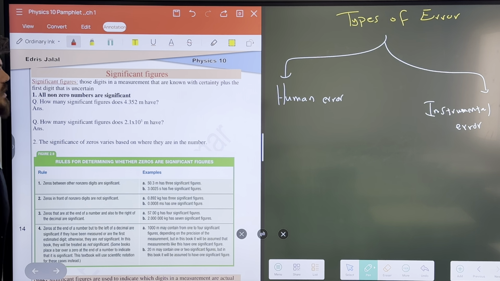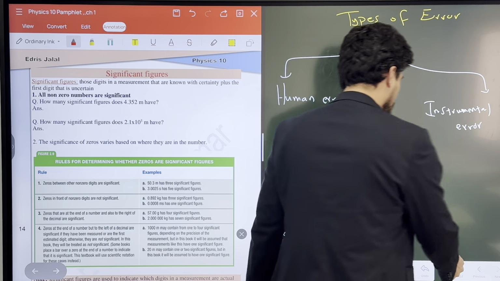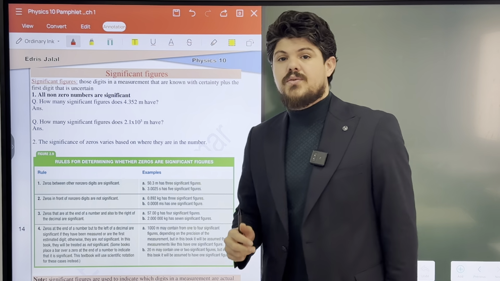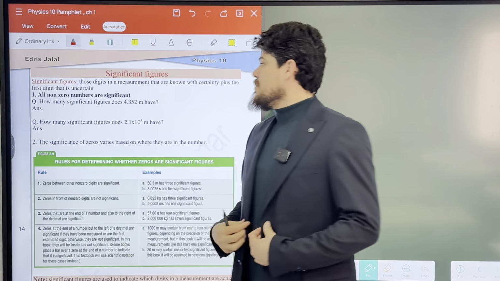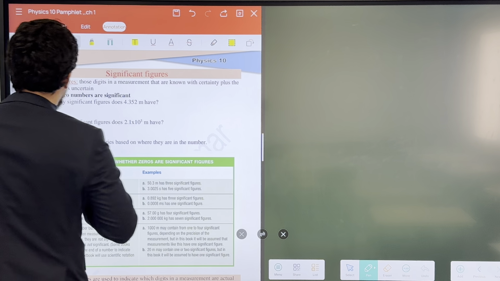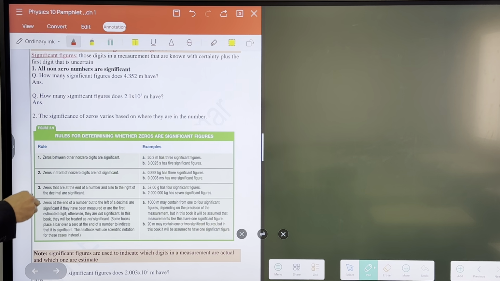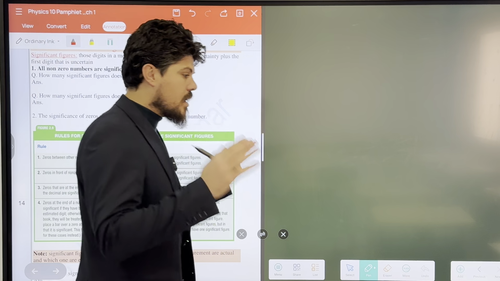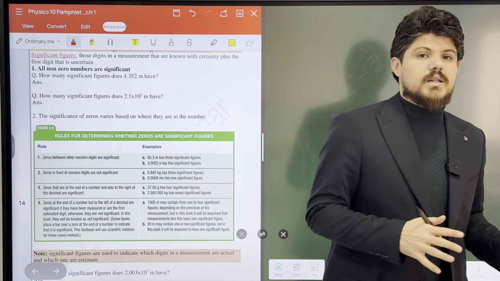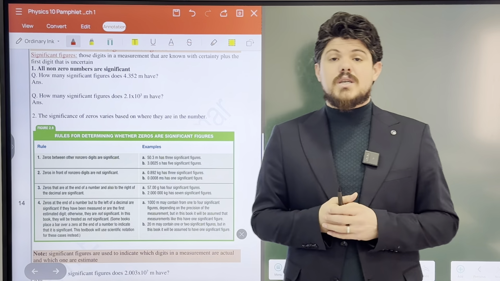Another topic, guys, is significant figures. What are significant figures? Those digits in a measurement that are known with certainty plus the first digit that is uncertain. In physics and chemistry, we have to know the significant figures. In significant figures, all non-zero numbers are significant. All non-zero numbers are significant. What do we mean by non-zero numbers?